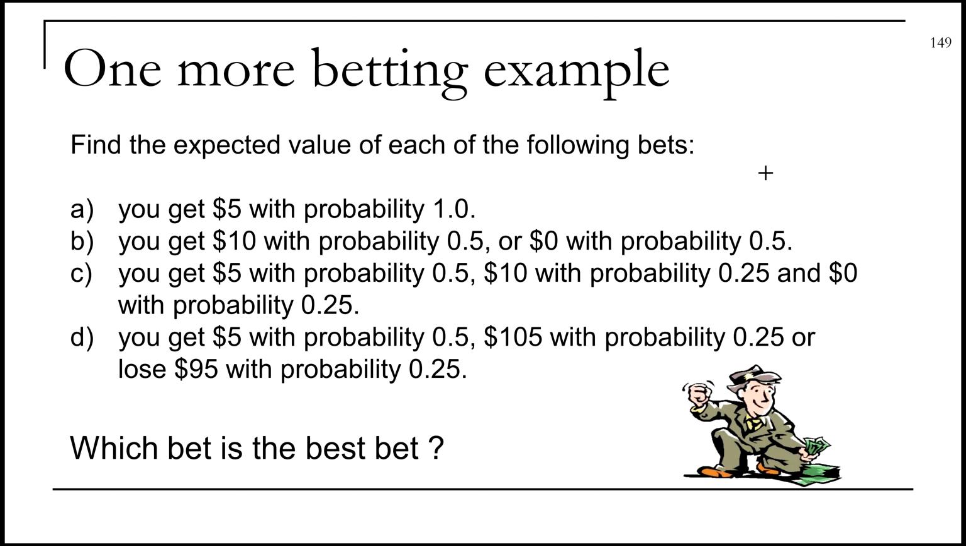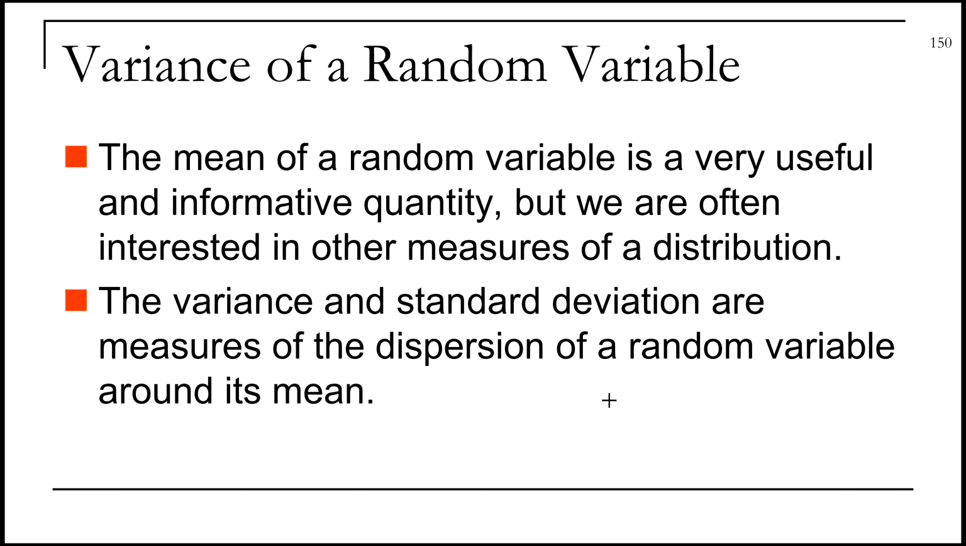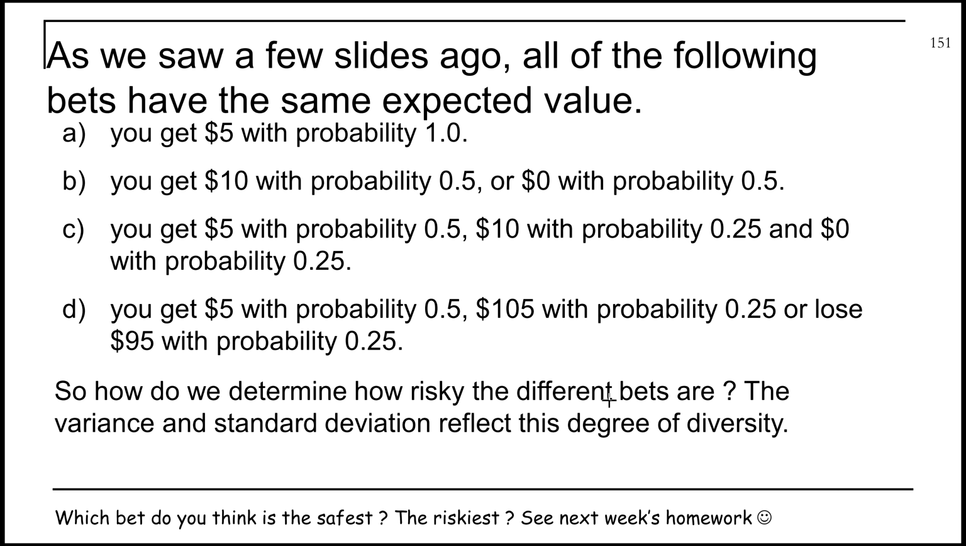Well, bet A has no risk whatsoever. You always get $5. Bet D has big outcomes there. What's the expected value? Well, each bet turns out to have an expected value of 5. So on average, each bet's the same, but which one's the safest and which one's the riskiest? Well, we know about variance of a data set, how spread out a data set is. We need to discuss variance of a random variable.